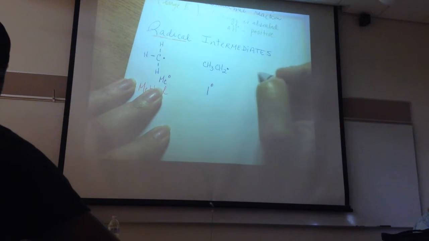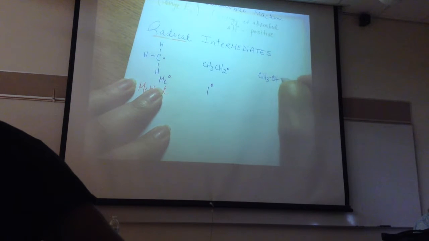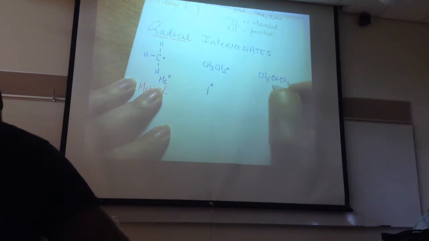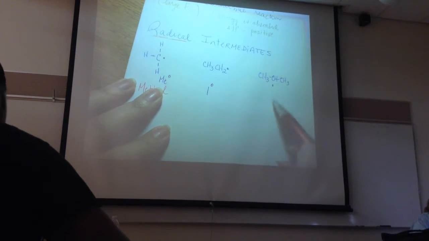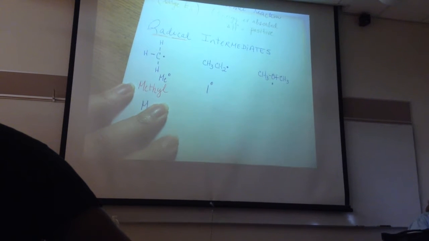You can also have this type of carbon where you broke that secondary carbon-hydrogen bond, and so this will be called your secondary radical.